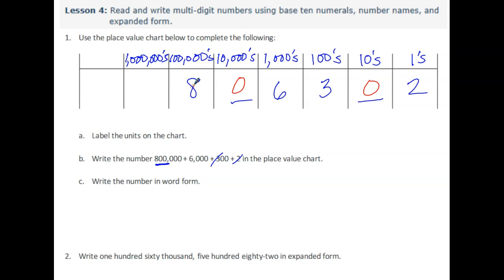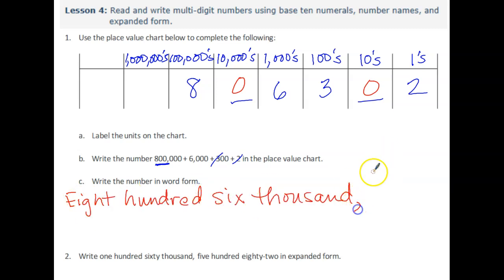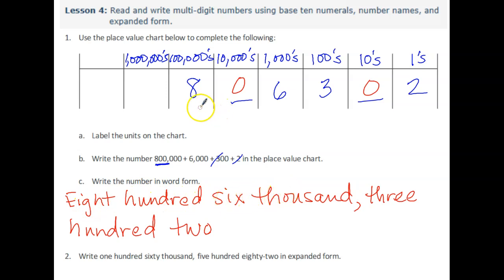All right. So now it's asking us to write it in word form. So you would read that as 806,302.